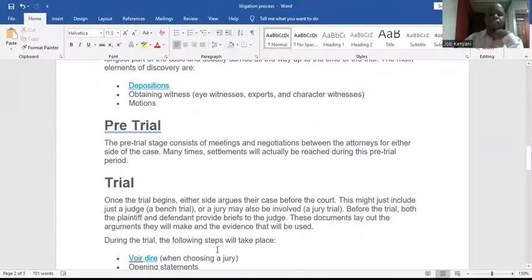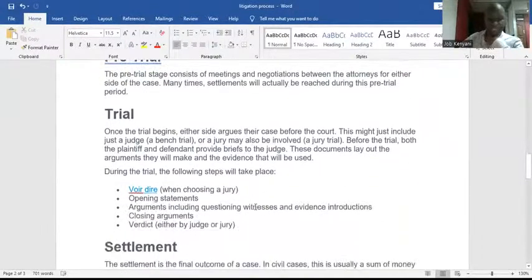During the trial, the following steps will likely be undertaken: choosing a jury, opening statements, arguments, including questioning witnesses and introducing evidence, closing arguments, and then the verdict of the judge.